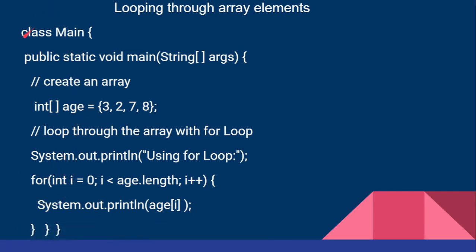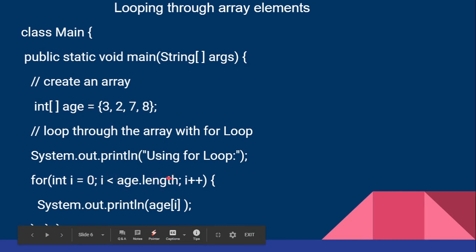So the code is class Main, public static void main, String args, create an array. We are creating an integer array, int age is equal to 3, 2, 7, 8. And now how to loop through? We are printing with System.out.println using a for loop. For int i is equal to 0, i less than age dot length.